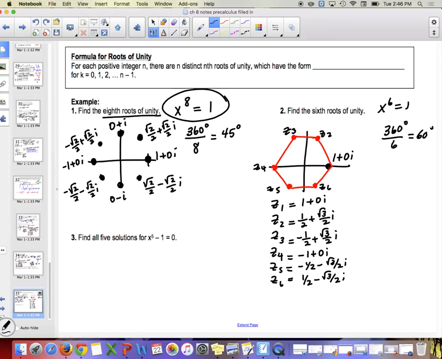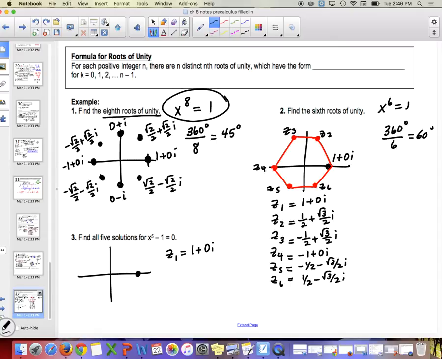All right, last one. What if it's not nice? So what if you have x to the 5th minus 1? All right, if you have x to the 5th minus 1, the first solution is still 1, right? That's always the first solution on the roots of unity.